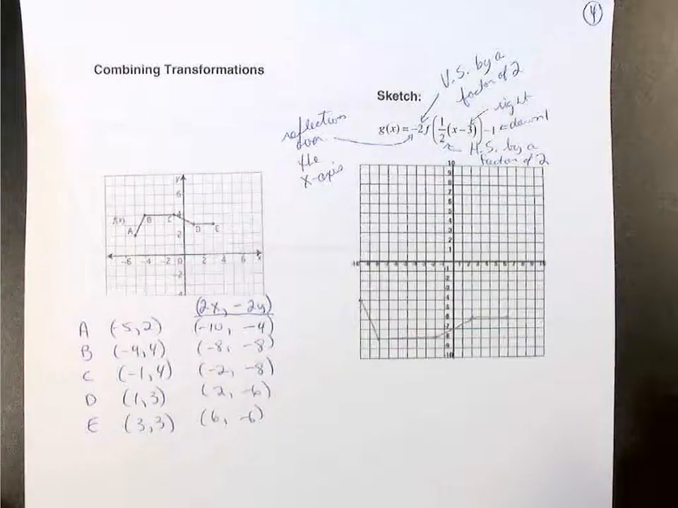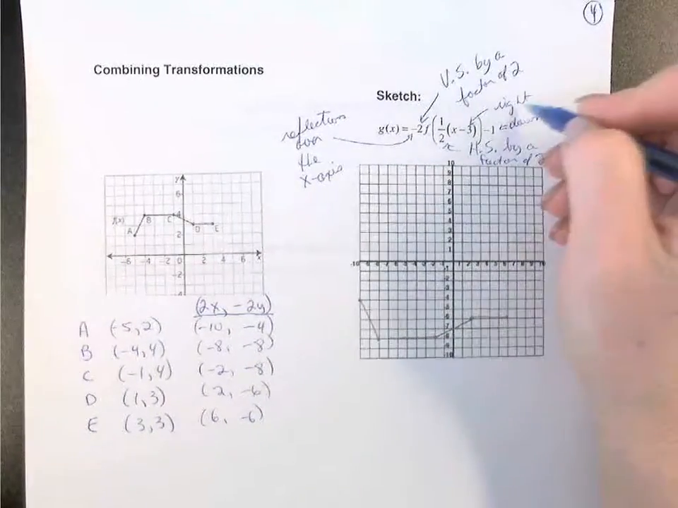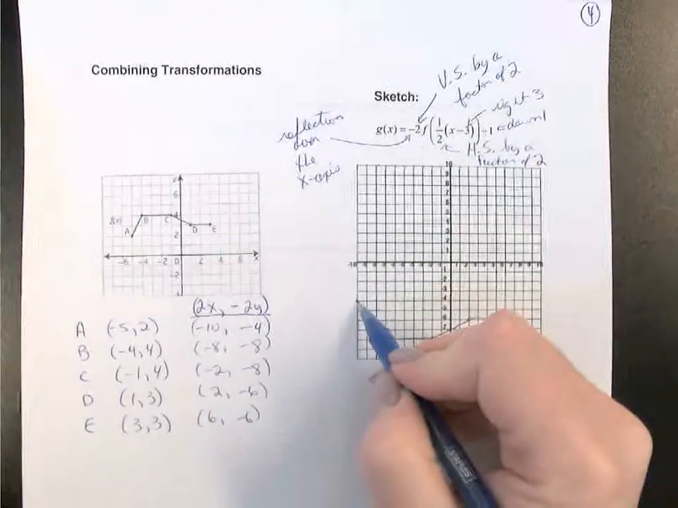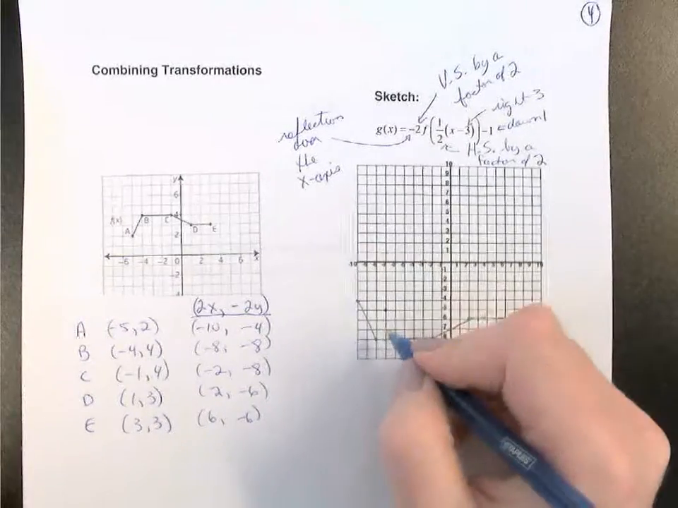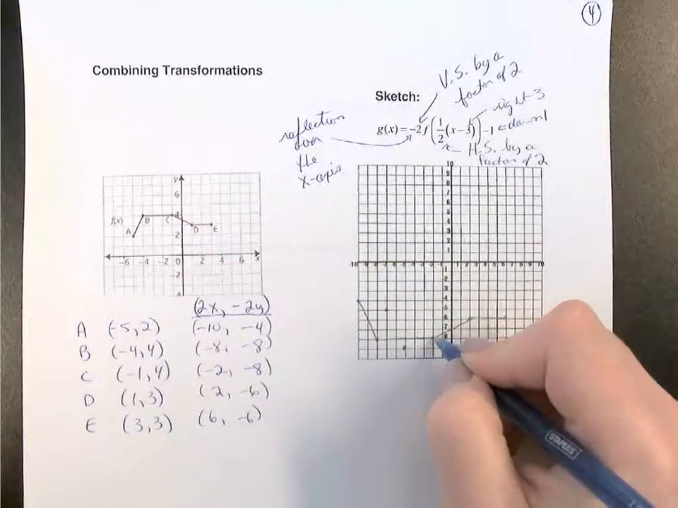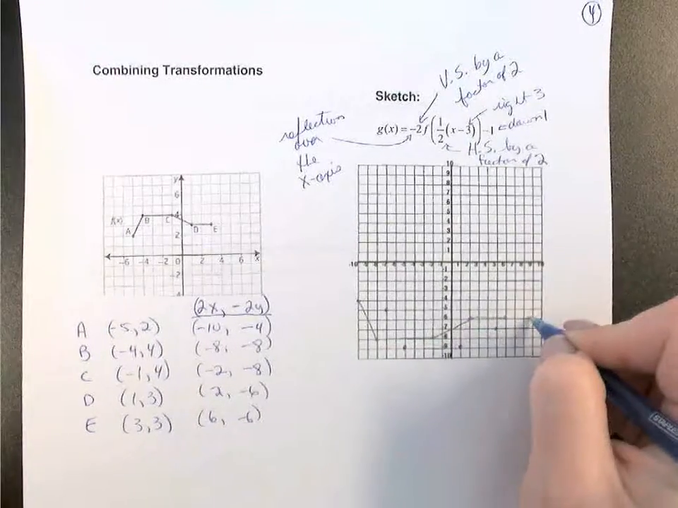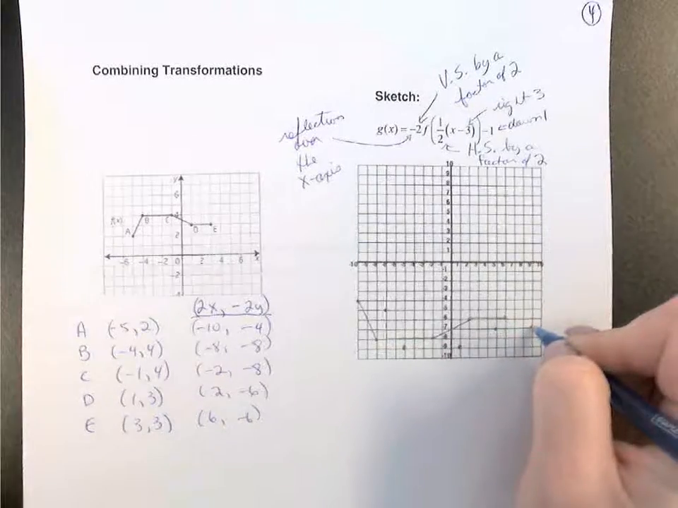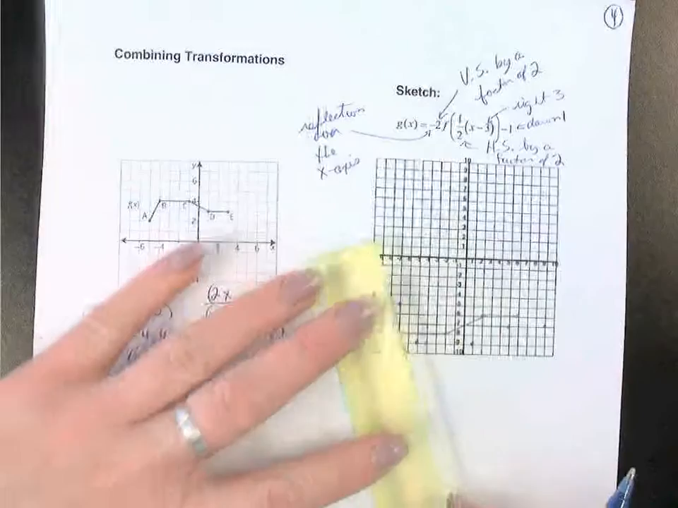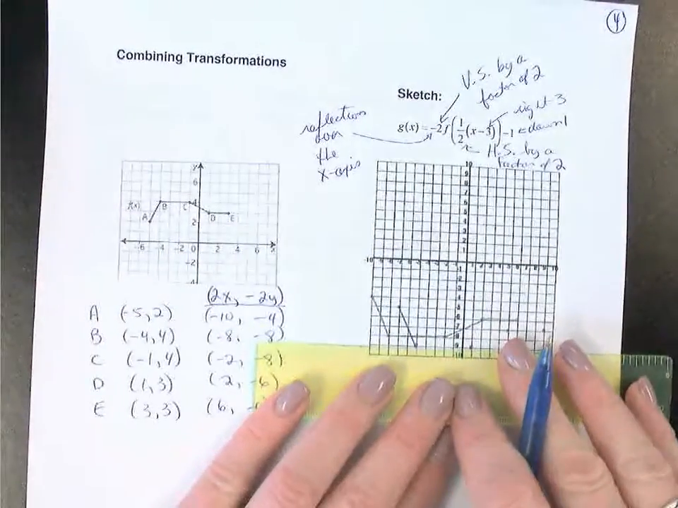Okay, now what I'm going to do is take each point and move it right 3. So right 3, down 1. So take each point right 3, down 1, and continue that for each of those points. 1, 2, 3, down 1. Okay, then when I connect that, I have my final answer here.